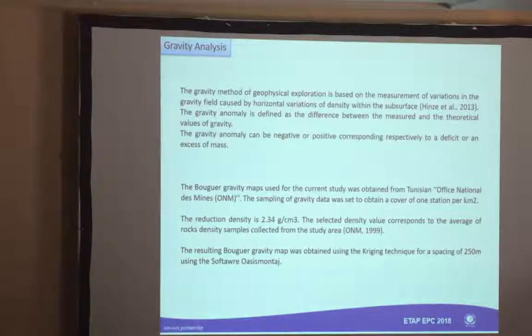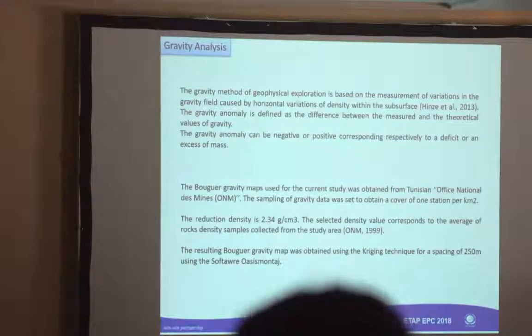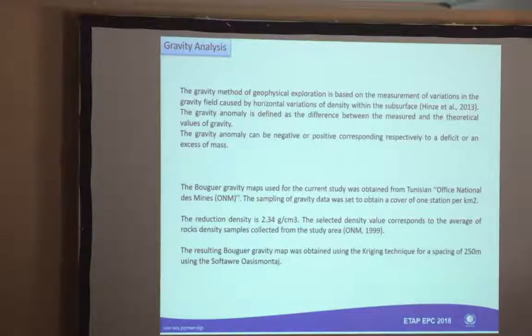The Bouguer gravity map used for the current study was obtained from the Office National des Mines. The sampling of the gravity data was set to obtain a cover of 1 station per square kilometer. The reduction density is 2.34. The selected density value corresponds to the average of rock density samples collected from the study area by ONM. The resulting Bouguer gravity map was obtained using the gridding technique for a spacing of 250 meters using the software OASIS Montaj.